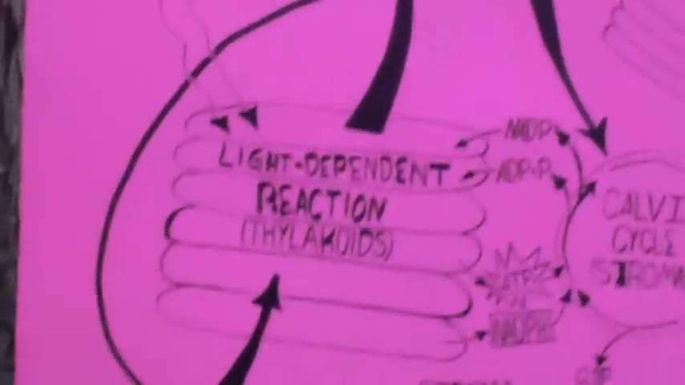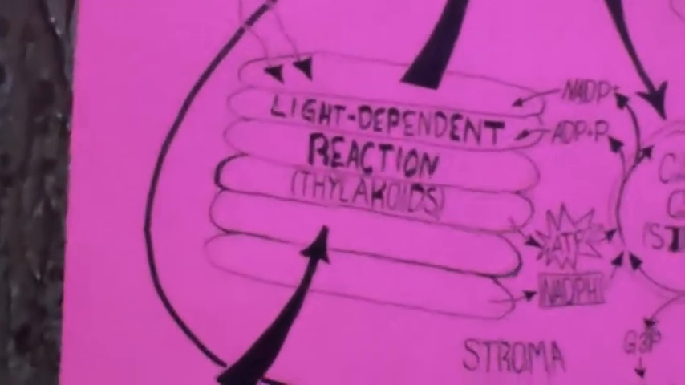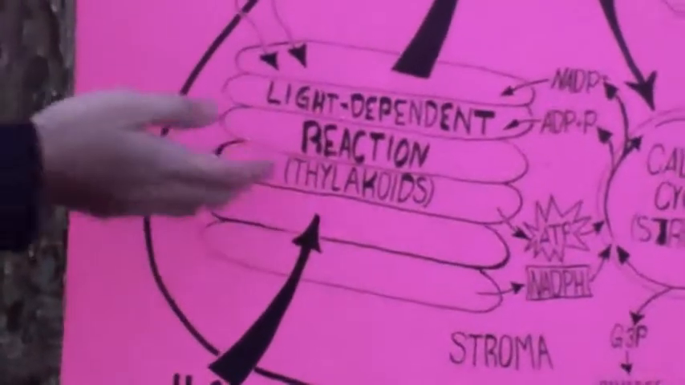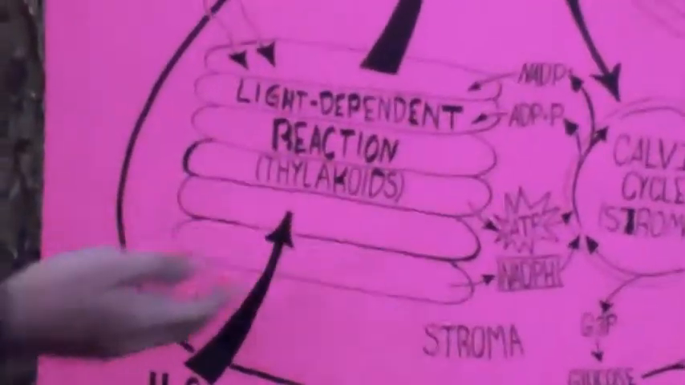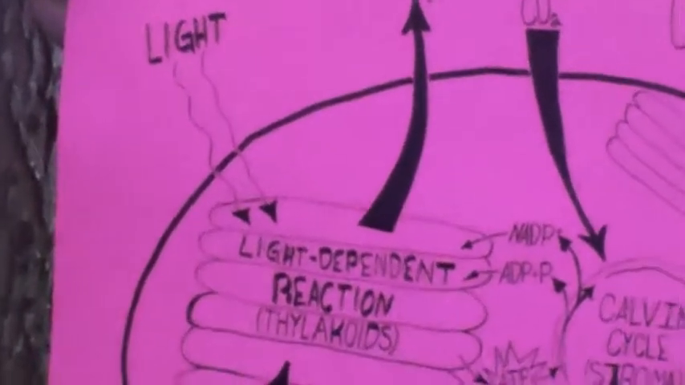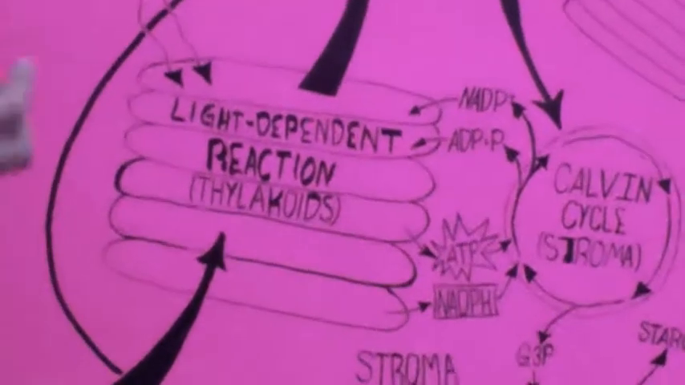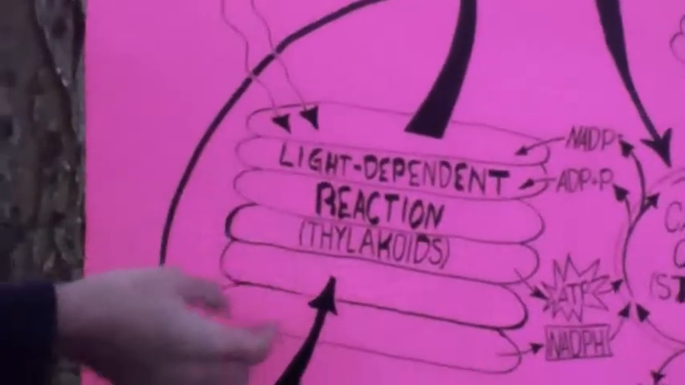The first step of photosynthesis occurs in the thylakoid. It is the light-dependent reaction. It is called the light-dependent reaction because light must be present and absorbed into the thylakoid. The light that is absorbed is converted into energy, which is used to excite the electrons in the chlorophyll.